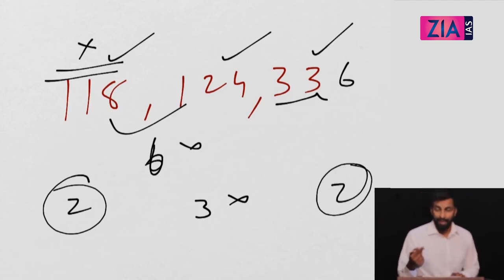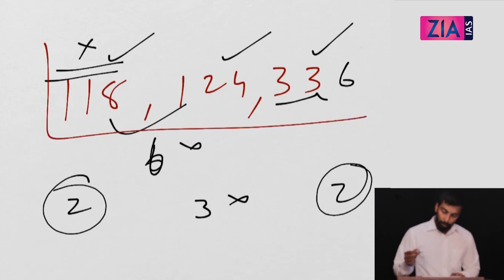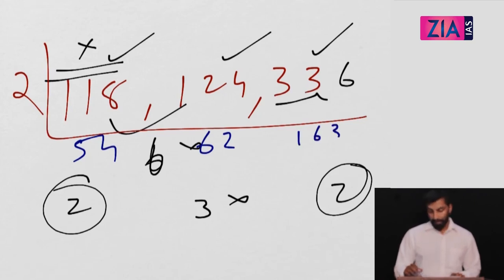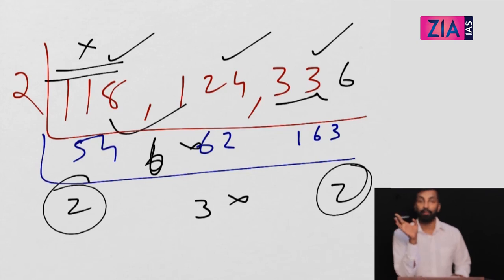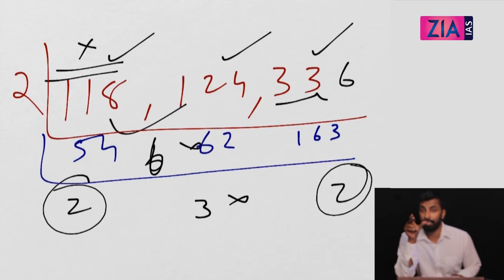Very simple. Otherwise, what will you do? First step, you divide with 2, you get 54, you get 62, you get 163. This much everybody will do. Then you keep on thinking, what is the next number? And you will end up wasting at least 50 seconds on that. So you can find the HCF faster just by taking the smallest difference. Here you got the answer faster.